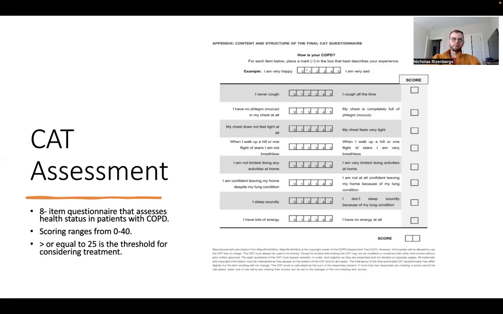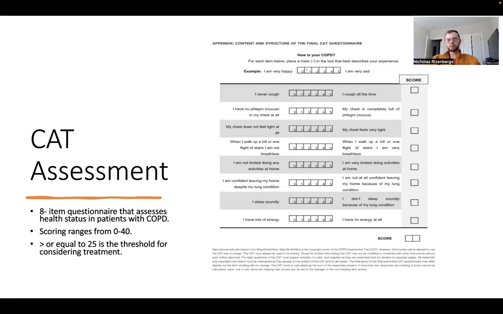So I never cough: 0, 1, 2, 3, 4, 5. Coughing is a cardinal symptom of COPD. They're going to put in the box how often they feel like they cough. I have phlegm, mucus, again, sputum, a cardinal symptom. My chest does not feel tight at all. Chest tightness is not a cardinal symptom, but it is a symptom. When I walk up the hill or a flight of stairs, I am not breathless.